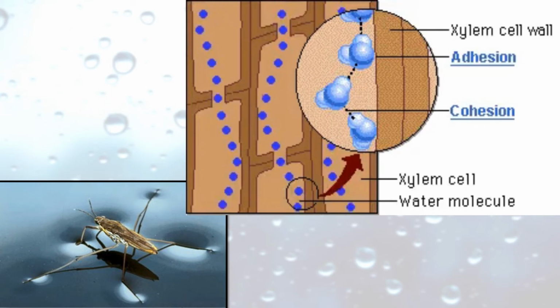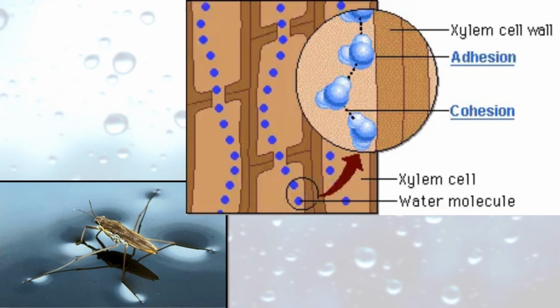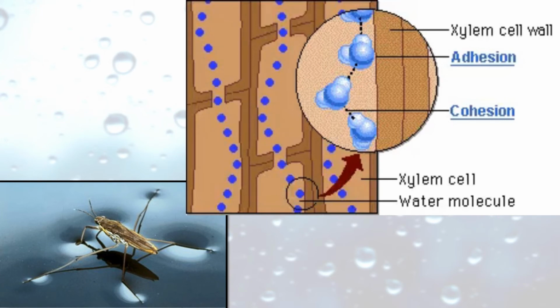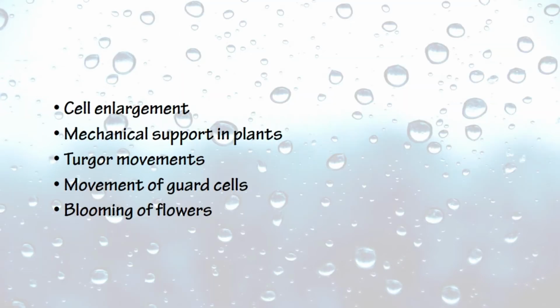Likewise, adhesion between water molecule and cell wall also help in conduction of water and dissolved substances. Likewise, high adhesive and cohesive behavior of water help to maintain the turgor inside the cell. Examples: cell enlargement, mechanical support in herbaceous plants, turgor movements, movement of guard cells, and blooming of flowers.